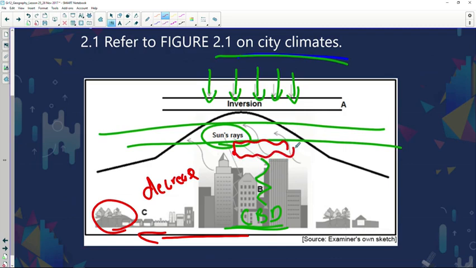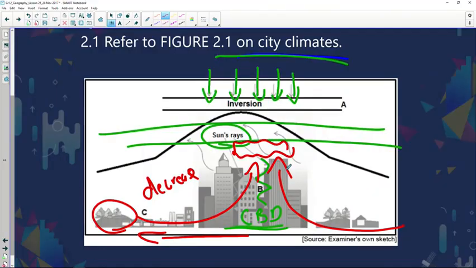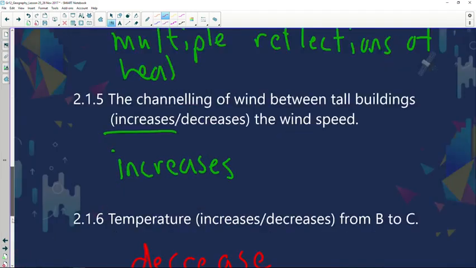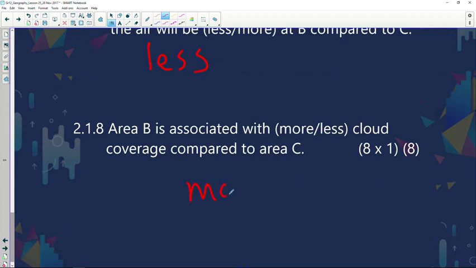because we experience a country breeze, and there's more rainfall in urban areas such as CBDs because of the rising air that takes place. But where does it get its moisture content? It's being sucked in from the surrounding rural areas, creating a country breeze, and the air cools, condenses, and forms clouds and rain, usually over the CBD. So the correct answer for question 2.1.8: there will be more cloud cover at B than at C.